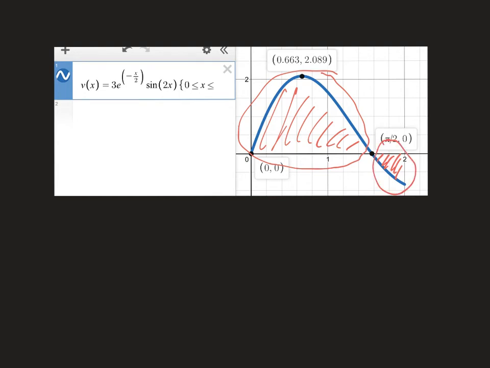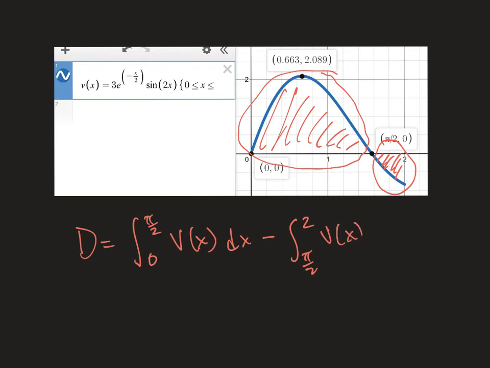So I'm writing down this total distance traveled, d, as the definite integral from 0 to pi over 2 of v of x minus this negative area, because we want to add the absolute value. The negative area would be pi over 2 to 2 of v of x. That's how you're going to type this thing in. And just either set up v of x ahead of time or just type in the function both times. And when you do that, here's what you get.